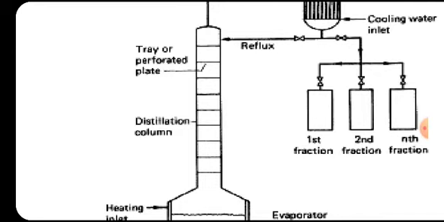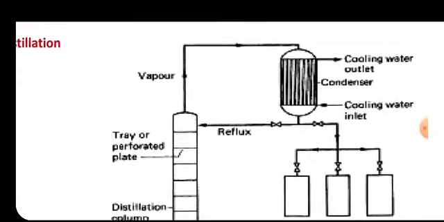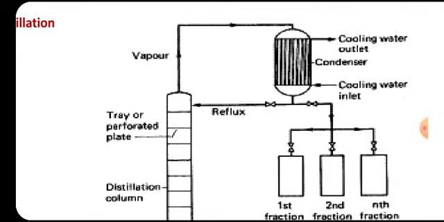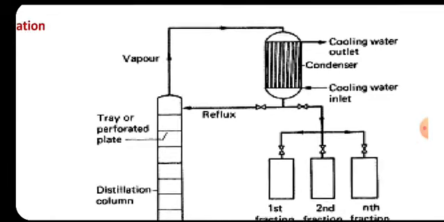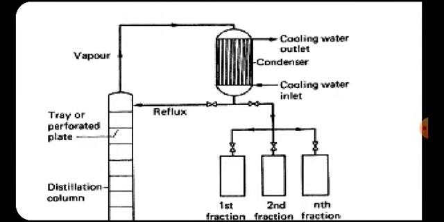Then the second component attached to this evaporator is the distillation column. The distillation column consists of an insulating chamber which consists of stainless steel plates or trays. These plates or trays are perforated, that means they have holes in them that allow the passage of vapors that rise from the evaporator. Then these vapors will enter into the next component called the condenser.